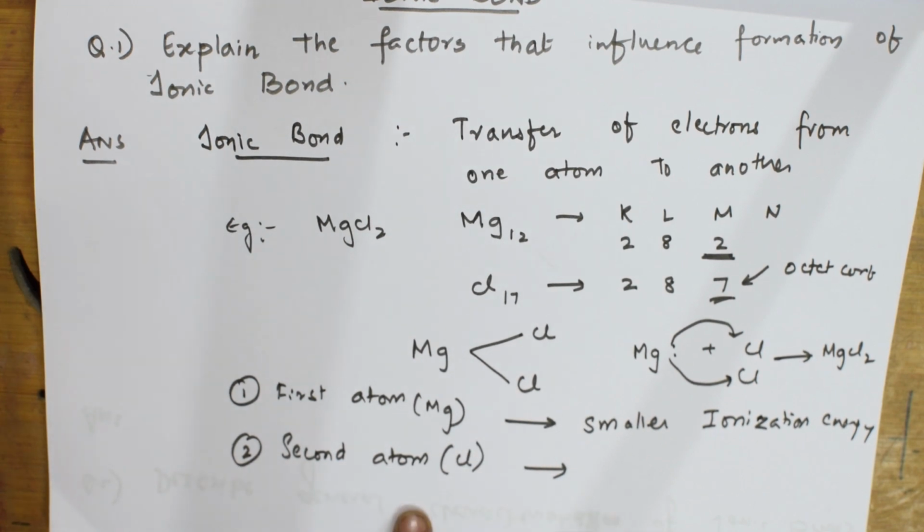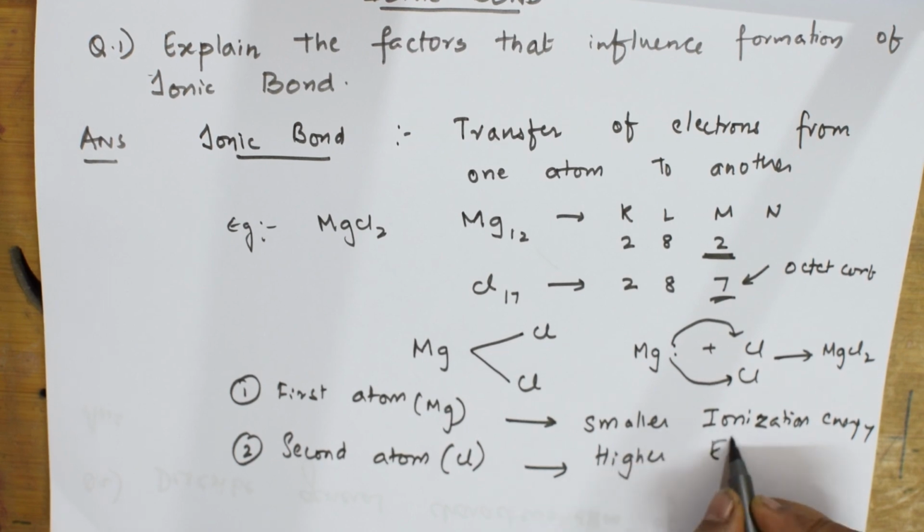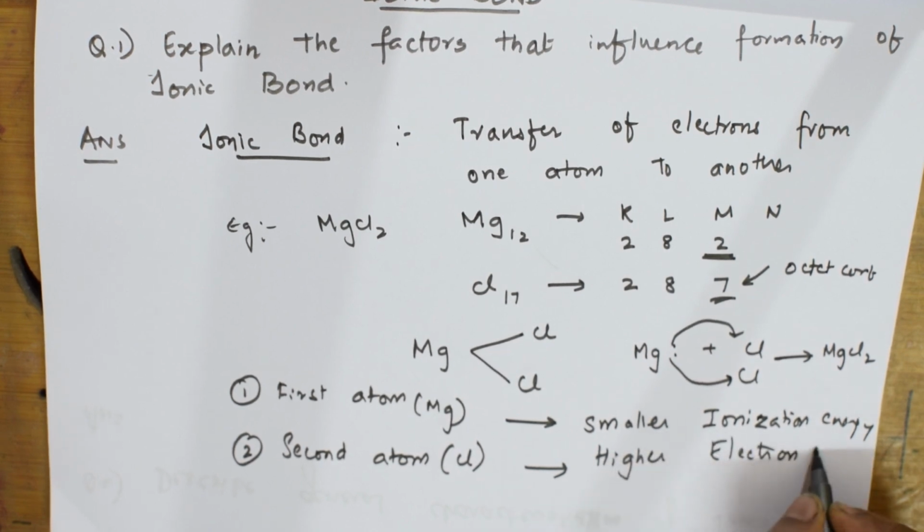The second atom should always have higher electron affinity. Higher electron affinity. Remember this. These two are the important factors.